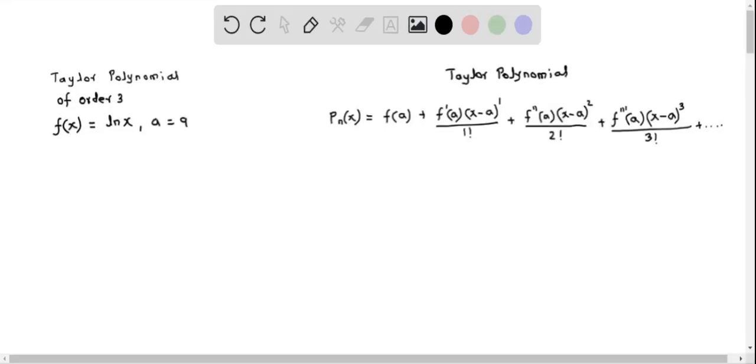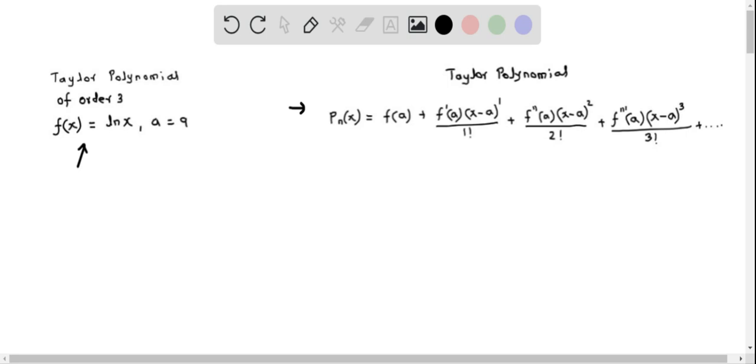We will now determine the Taylor polynomial of order 3 for the given function f of x equals natural logarithm of x at a equals 9. So here we have the Taylor polynomial expansion, that is Pn of x, where n represents the order, and this equals f of a plus f prime of a times (x minus a) raised to the power of 1 divided by 1 factorial plus f double prime of a, which is basically the second derivative of the function at a, times (x minus a) squared divided by 2 factorial plus f triple prime of a times (x minus a) cubed divided by 3 factorial plus and so on till n.